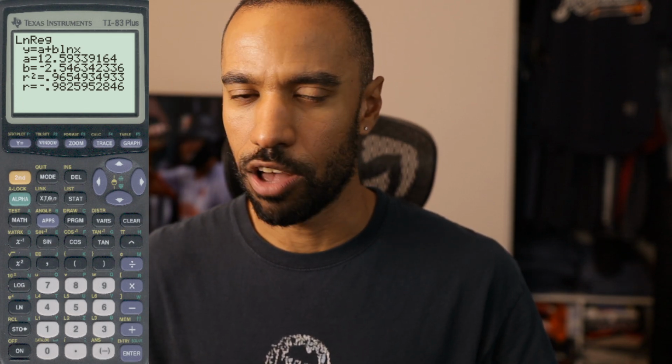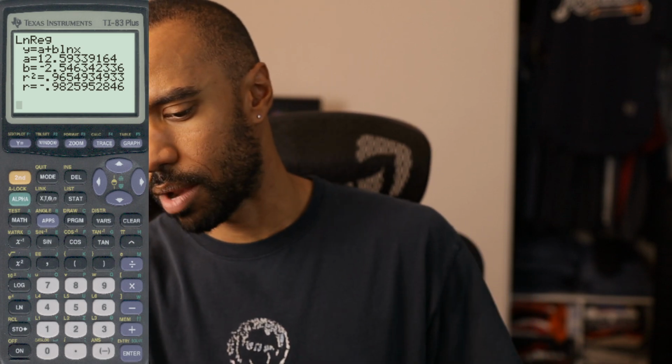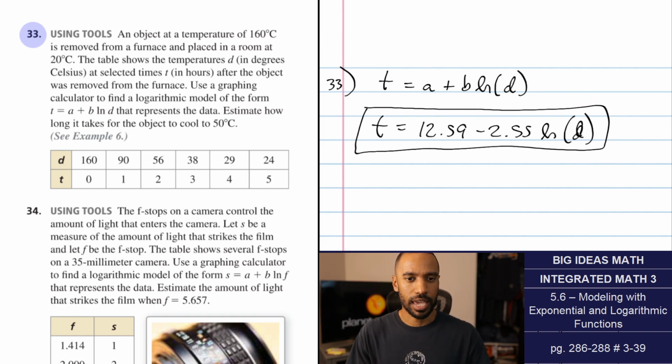Okay, so with this one, now we're going to go to stat calc, and let's do natural log regression. So our equation here in this form, A plus B ln X, A plus B ln D, is T equals, my A is 12.59 minus, this is a decent regression, minus 2.55 times the natural log of D, and D is our variable, right? So this is what I'm writing here. That's it for the equation. We could take a look at how this looks on the graph. Let's put that equation into here.